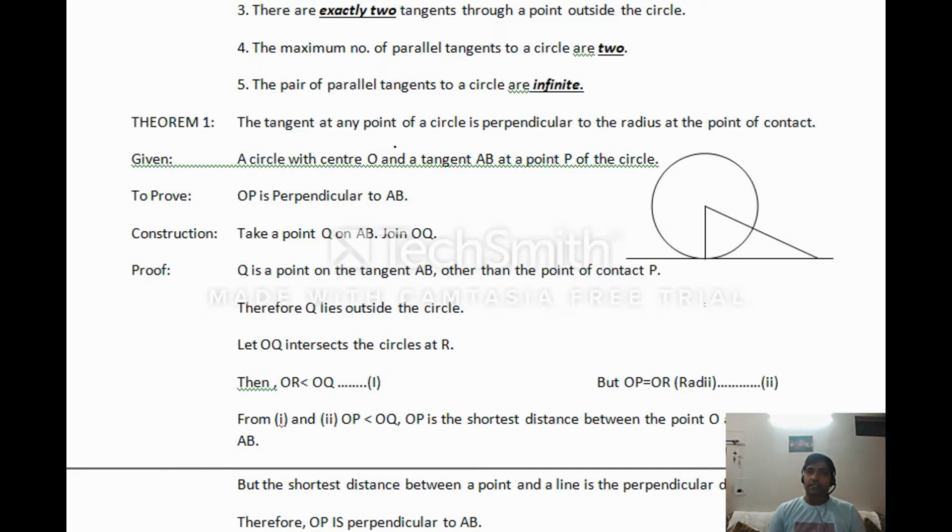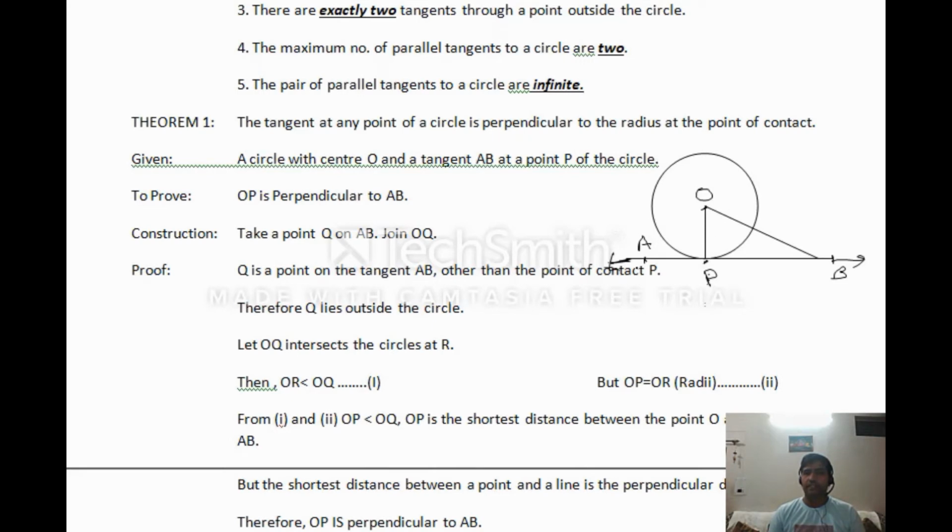Say a circle is given, and let's say its center is O. O is the center of the circle, and at this point P a tangent line is drawn passing through P. Let's say the name of this tangent line is AB. AB is the name of this tangent line, which can go on endlessly, right?